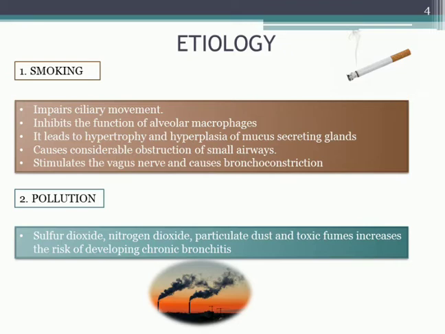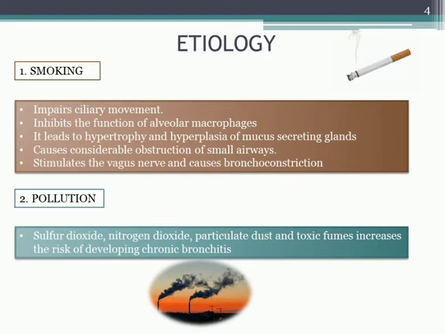So cigarette smoke mainly causes overproduction by the glands, and they over secrete the mucus. Okay, so there is an overproduction of mucus, and thus there is too much coughing and too much obstruction in the lungs. And it also causes considerable obstruction of the smaller airways, and it stimulates the vagus nerve and causes bronchoconstriction. The second important factor is pollution.